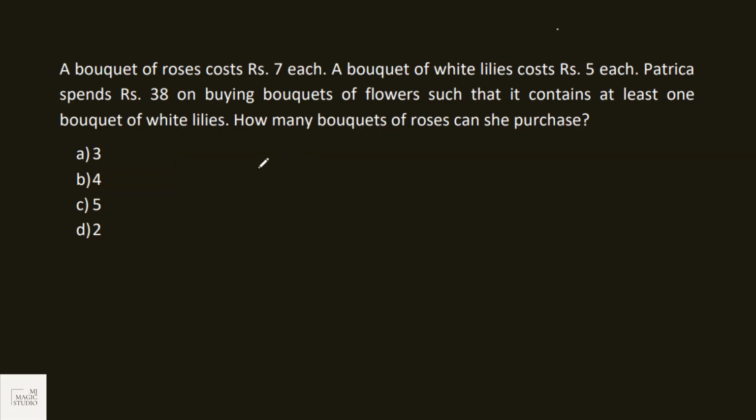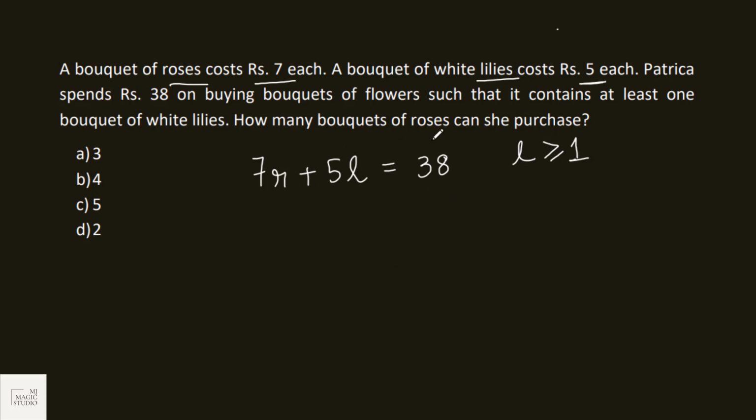Okay, let's see what we have next. A bouquet of roses costs rupees 7 and a bouquet of white lilies costs rupees 5. Patricia spends rupees 38 on buying bouquets of flowers such that it contains at least one bouquet of white lilies. Suppose R pieces of roses and L bouquets of lilies. This should be equals to 38. We know that value of L should be greater than or equals to 1. It cannot be 0.